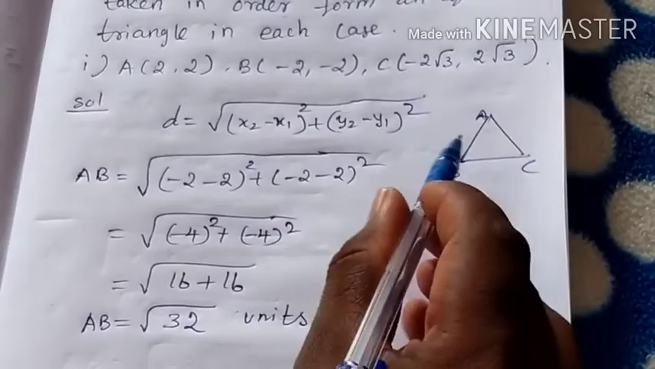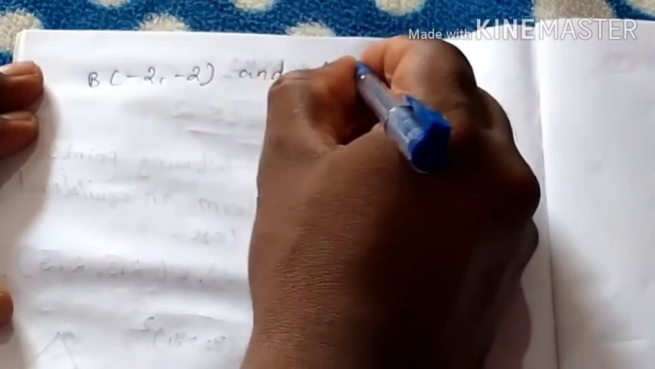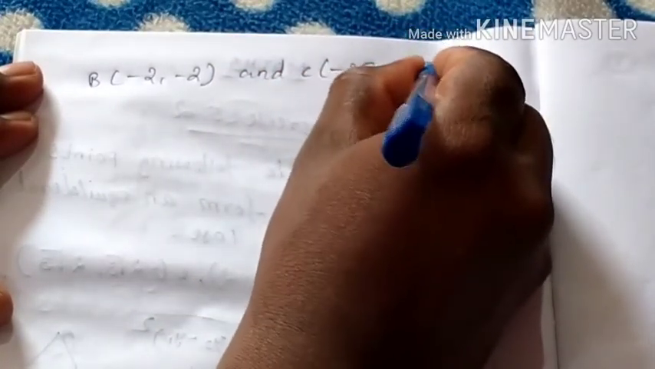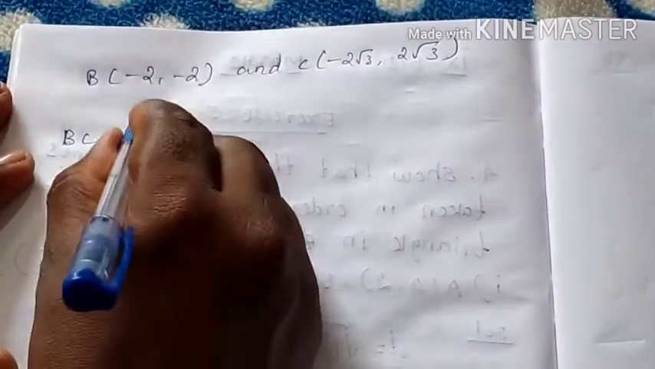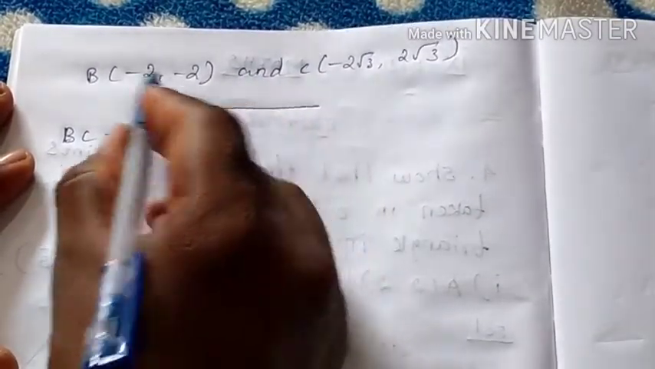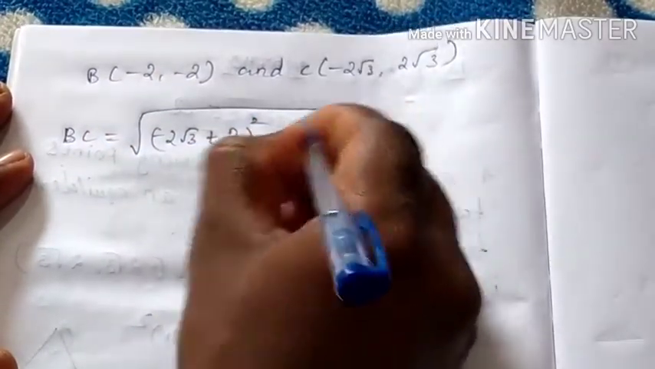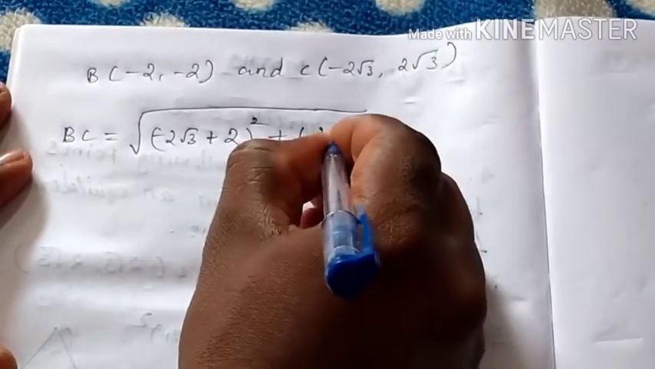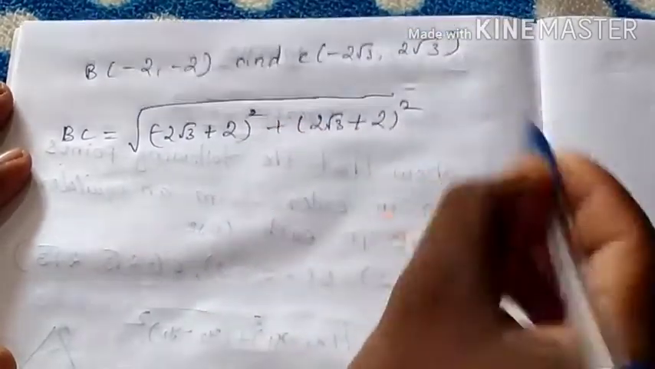Then find the distance between B and C. The point B is minus 2 comma minus 2 and C is minus 2 root 3 comma 2 root 3. This is your C point. Find the distance of B and C. Square root of x2, minus 2 root 3, minus x1, which is minus 2, so minus of minus plus 2 the whole square, plus y2 value 2 root 3 minus y1 value minus 2, so minus of minus plus 2 the whole square.